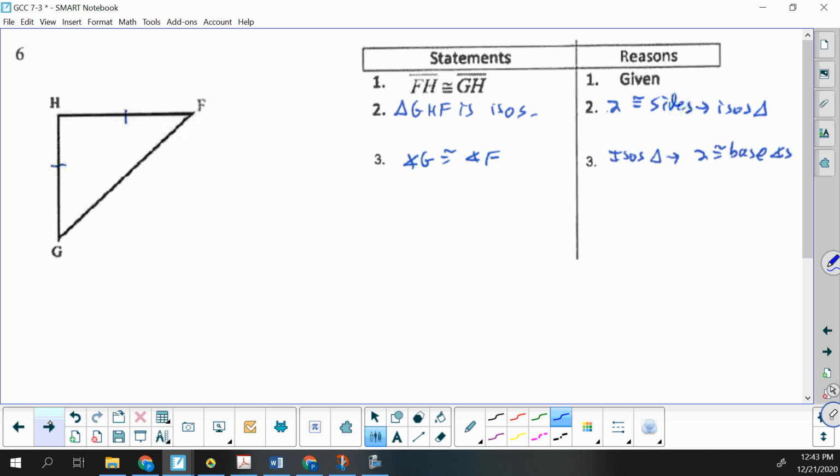We're pointing at two congruent base angles, so we need to state in our statement which ones are congruent. The base angles are always across from the congruent sides. So here's HG, which was congruent. F is across from it. Here's HF. G is across from it. So that's why we know that G and F are angles that are our base angles.